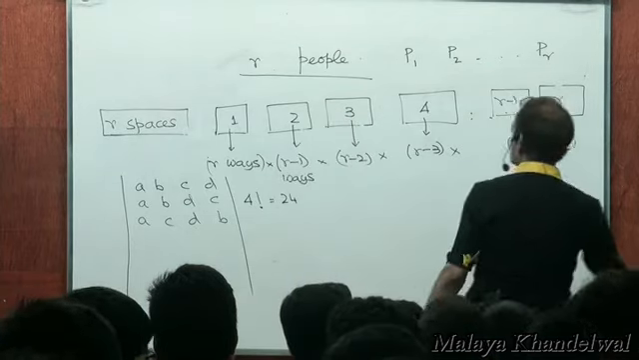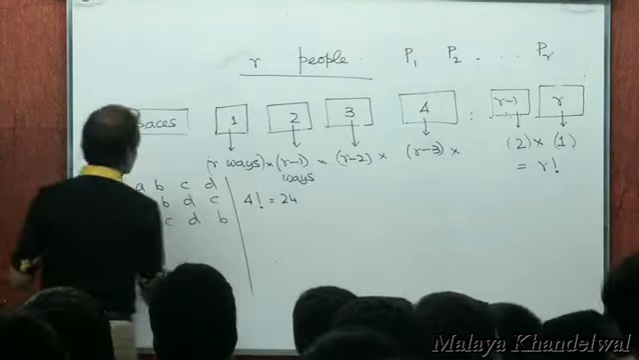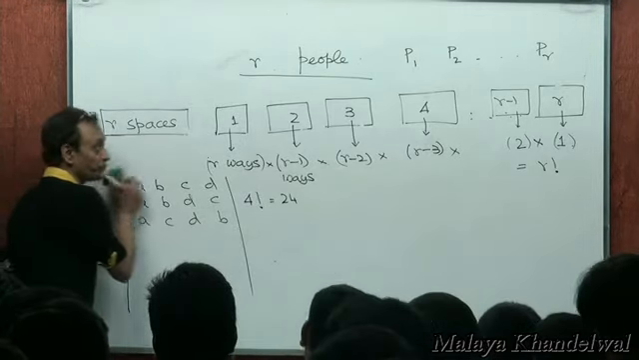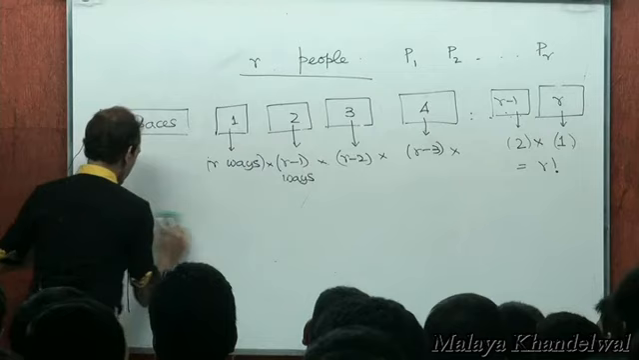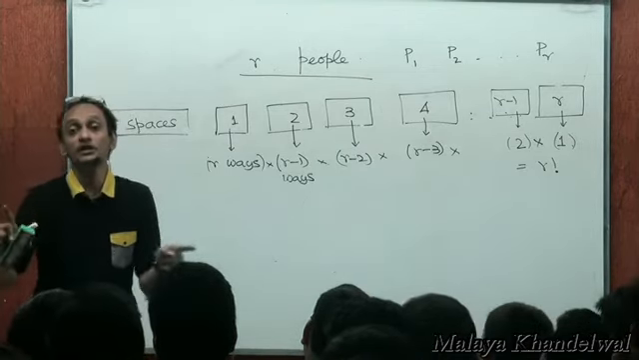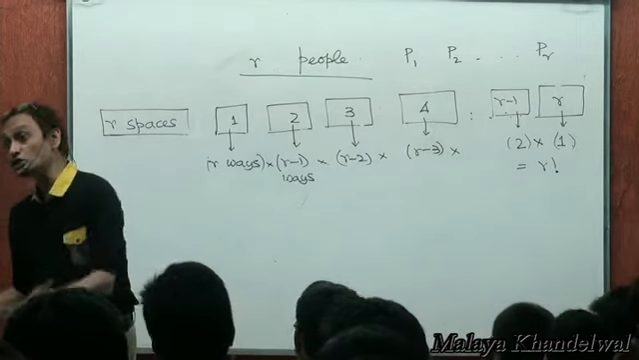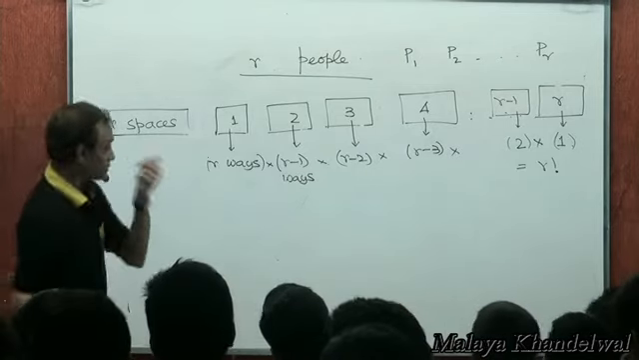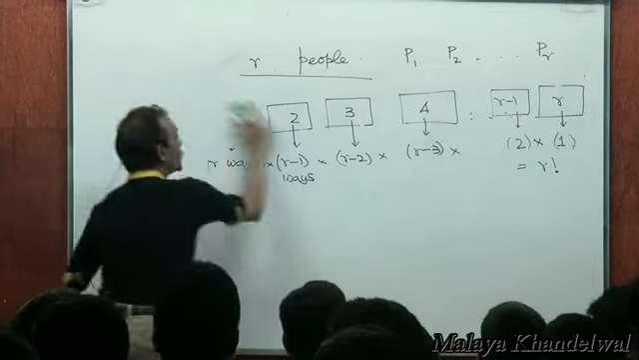Now, if there are 3 things, then they could be arranged in 3 factorial ways if they are all different, right?